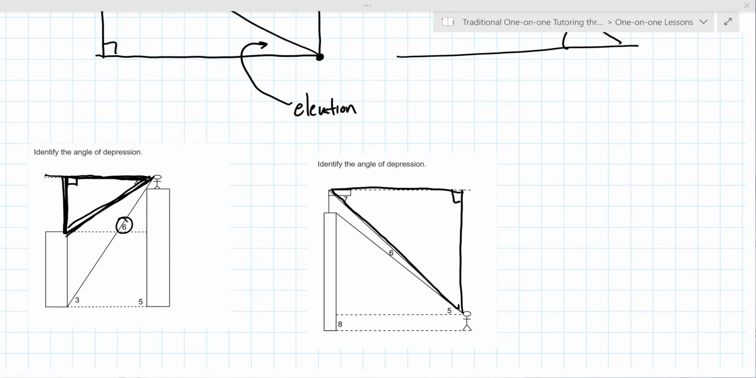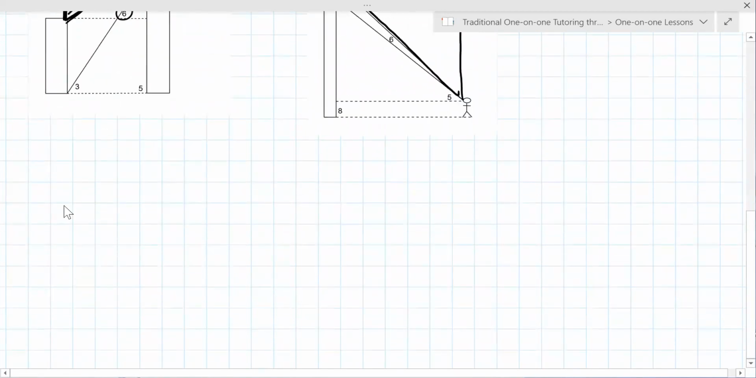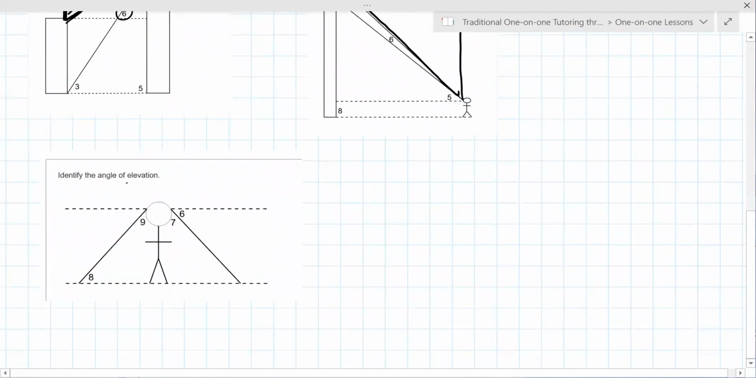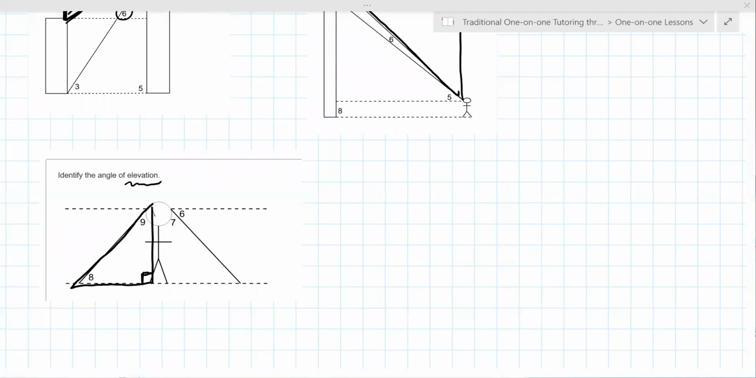It's a little odd that they're spending so many questions trying to cement this topic, but it is an important one. Now they want the angle of elevation. It'd be number 8. Good. Okay, so you're definitely getting it. Now we can do some of the story problems here.